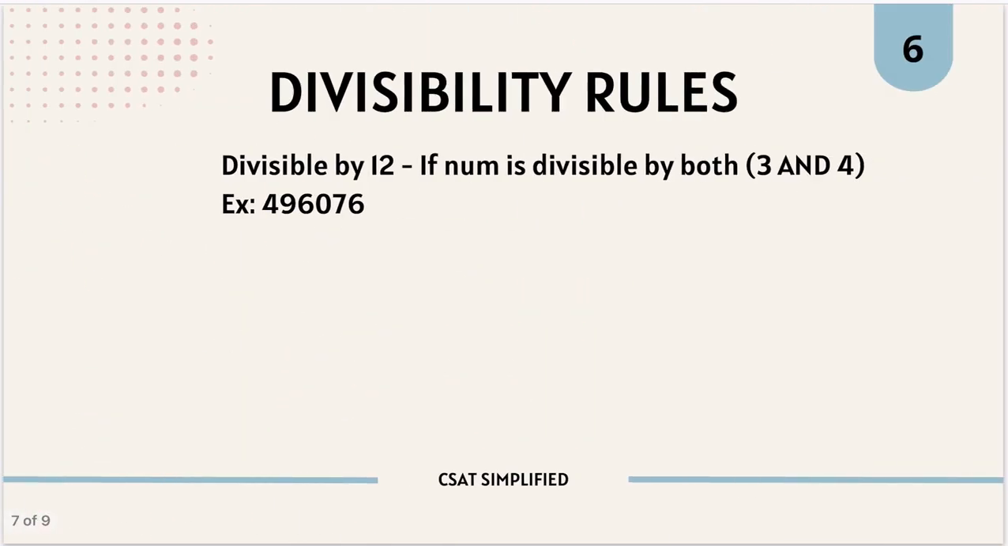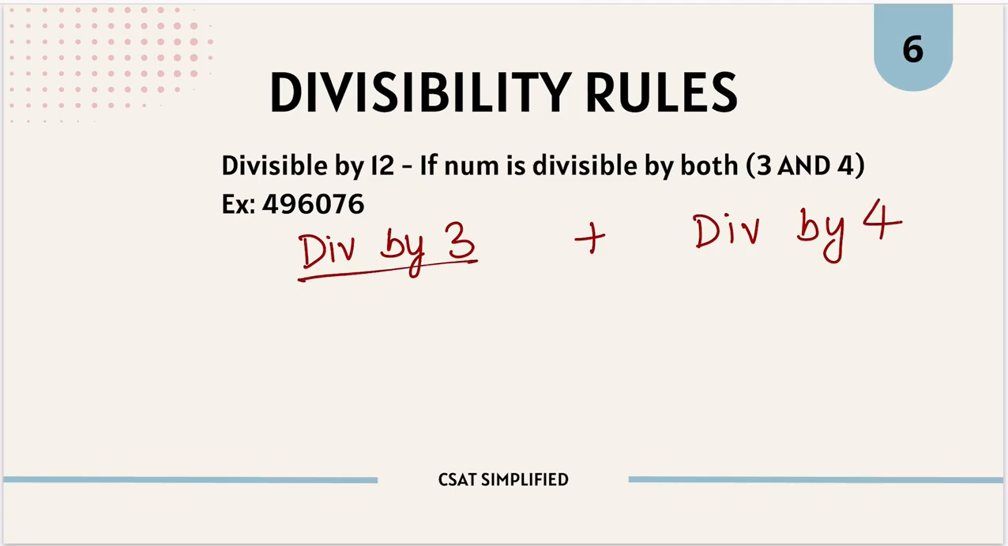And now moving on to the last one, divisibility by 12. I'm not going to do it, I'm just going to give you an idea. To check divisibility by 12, it is similar to 6. You need to check two divisibilities at the same time: divisibility by 3 and divisibility by 4. So both have to be true.